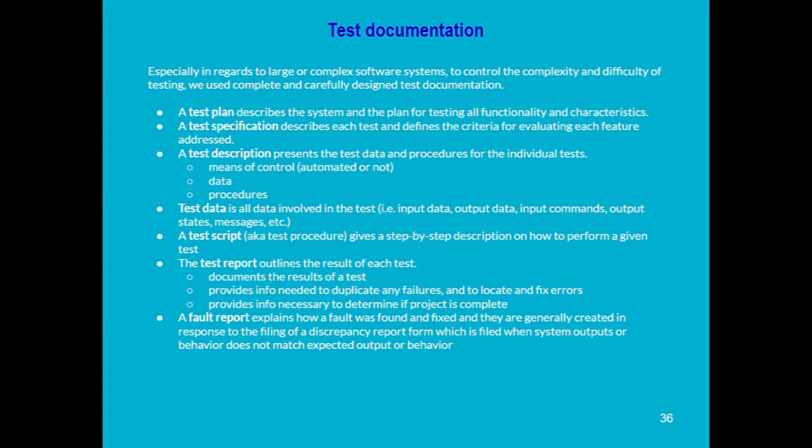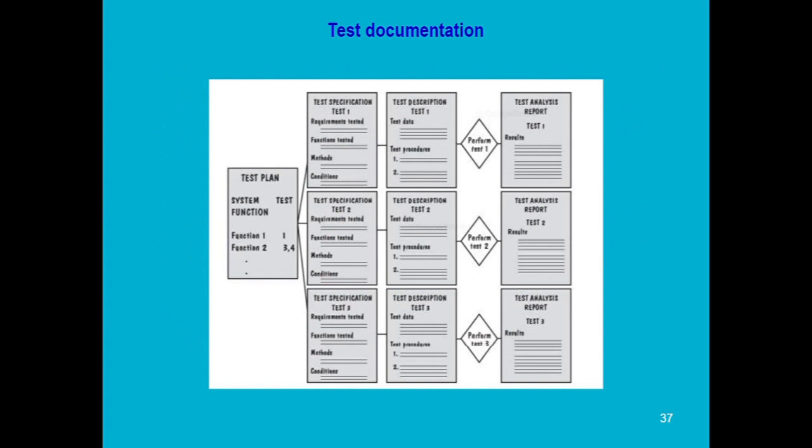It documents the results of a test, it provides info needed to duplicate any failures and to locate and fix errors, and provides info necessary to determine if the project is complete. A fault report explains how a fault was found and fixed, and they are generally created in response to the filing of a discrepancy report form, which is filed when system outputs or behavior does not match expected output or behavior. This is an example.